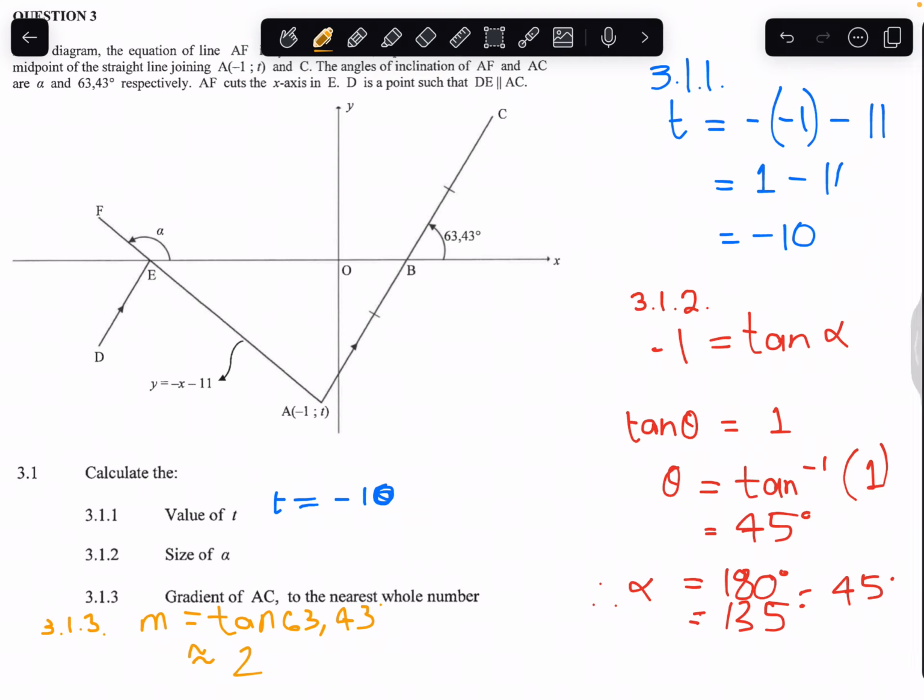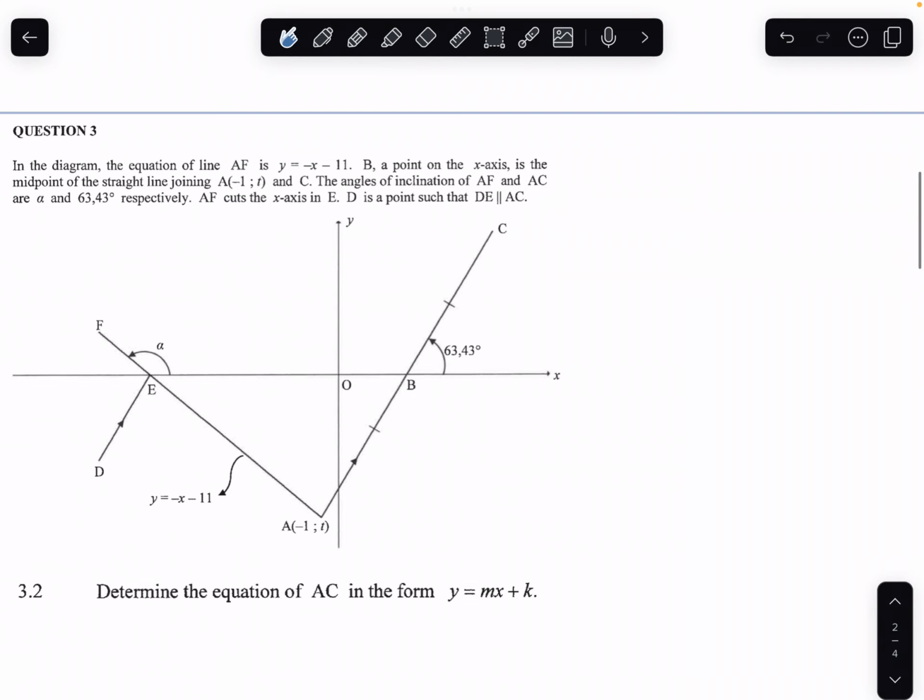Okay, so I'm just going to pause here and check that I'm in line with the memo so far. So first answer, t is equal to -10. Second answer, alpha is equal to 135 degrees. And third answer, the gradient is equal to 2. Cool. Righty doos. So let's move on to the next question.